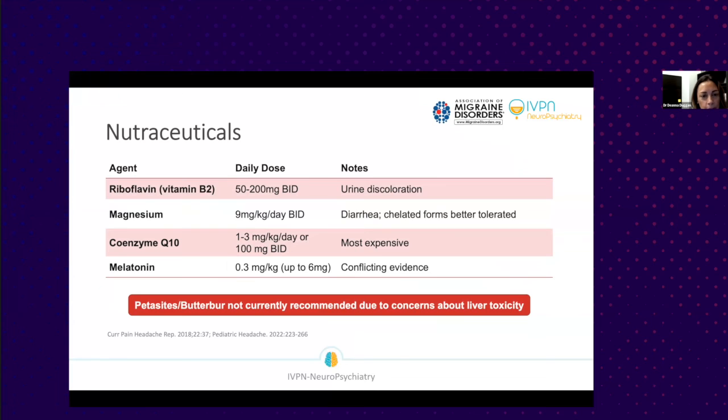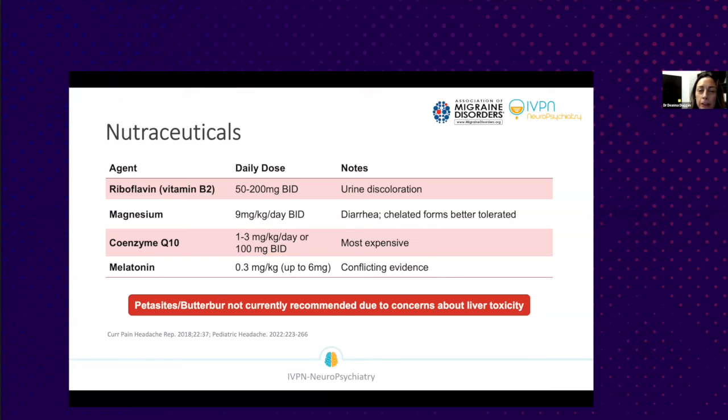So nutraceuticals. I consider nutraceuticals as first line, but then it depends on the fulminant nature of the headaches themselves. But a lot of families are willing to try nutraceuticals initially. Riboflavin has fairly good evidence to be of help. Magnesium is thought to have anti-inflammatory properties to it. Coenzyme Q10 also can be helpful.